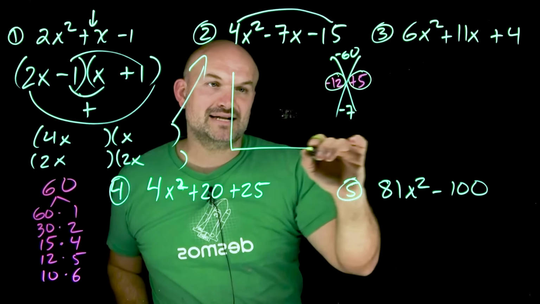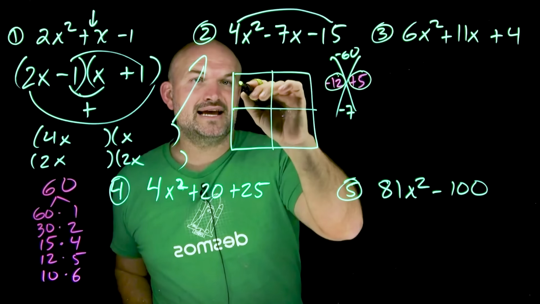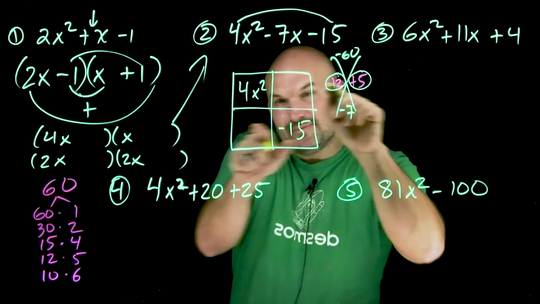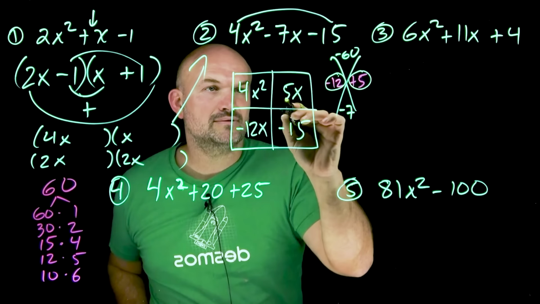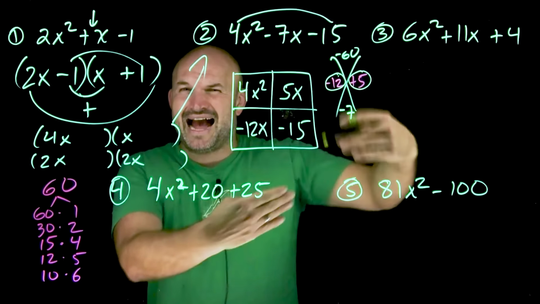So if I create a box, just like I did in my previous videos, I could say, here's a 4x squared, here's a negative 15, and these are going to be my two middle terms. So negative 12x and a 5x, right? Remember, they are the linear terms. These combine to give me that negative 7x. That's why I added an x with them.